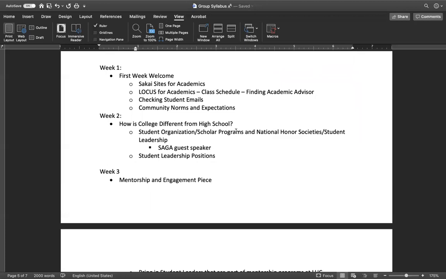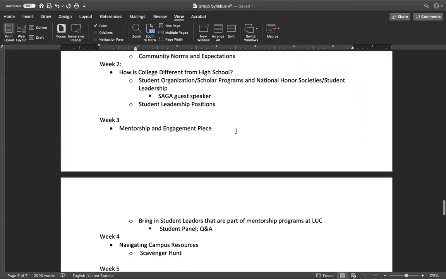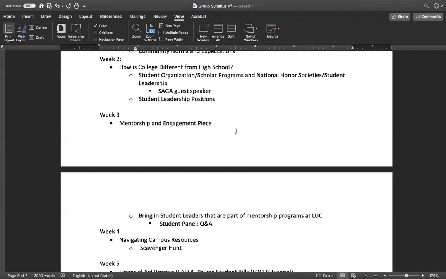So breaking it down by week, for week 1, we're going to focus on the first week welcome class. We'll be going into Sakai sites for academics, Locus for academics, and class, so the students can look over their class schedule, find their academic advisors, and focus on student emails, community norms, and expectations. Week 2, we're going to go into how college is different from high school, and look into some student organizations, scholar programs, and national honor societies. We will have a Saga guest speaker come in to speak to our first gens. We would like to go in depth about student leadership positions.